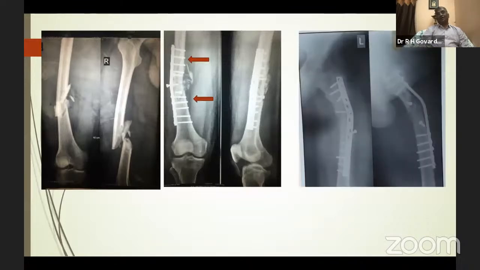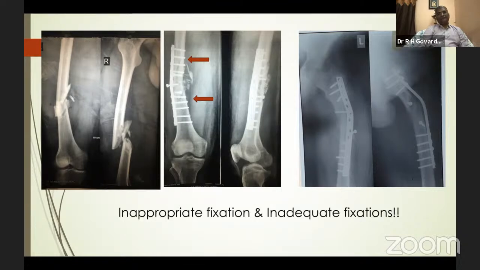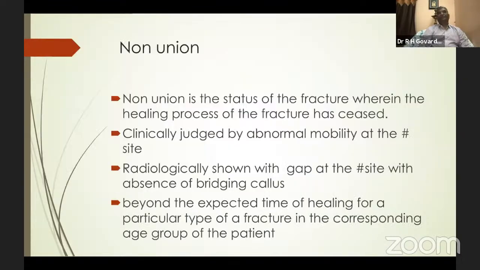This is also another example of a subtrochanteric fracture in a 17-year-old boy with a lot of comminution, which has been fixed with just 3 screws above. A broad DCP has been used. So these are examples where inappropriate fixation and inadequate fixation have led on to a non-union.